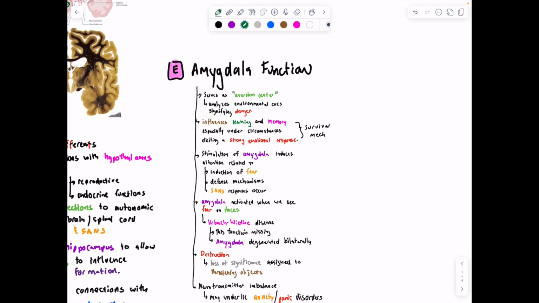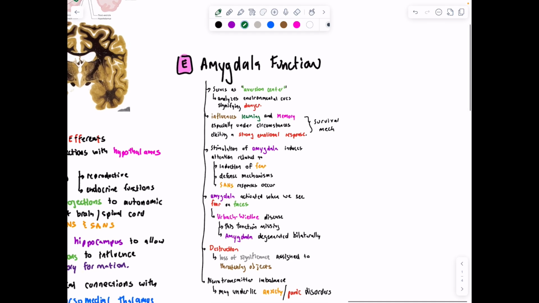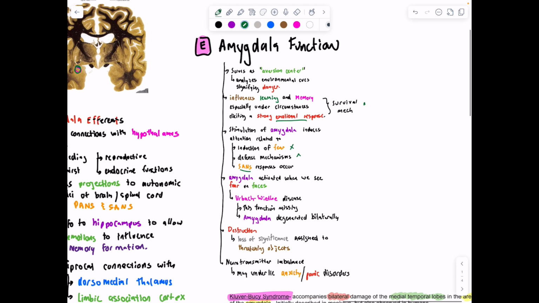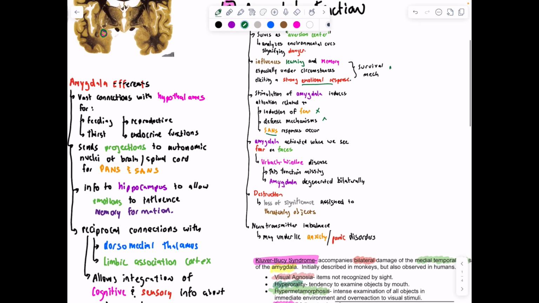So the amygdala's function is as an aversion center. It analyzes environmental clues signifying danger. It influences learning and memory, especially under circumstances eliciting a strong emotional response. This is considered a survival mechanism. Stimulation of the amygdala induces attention related to the induction of fear, defense mechanisms, and then fight or flight for the sympathetic autonomic nervous system. And then the amygdala, interestingly, is activated when we see fear on faces.